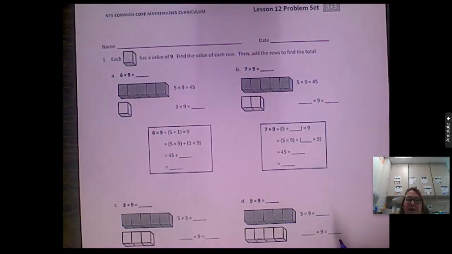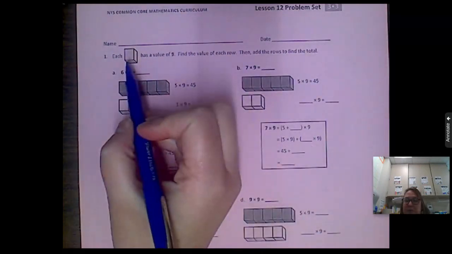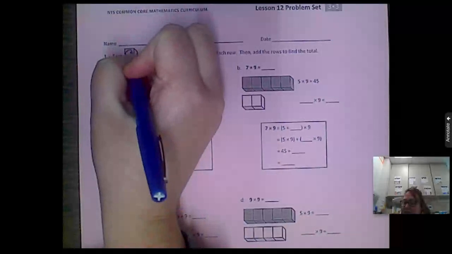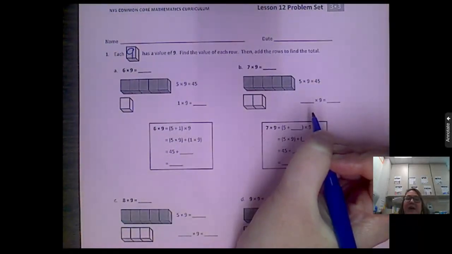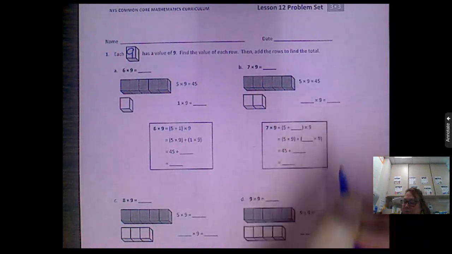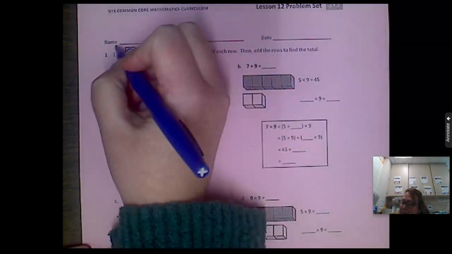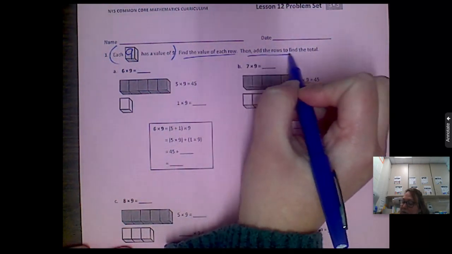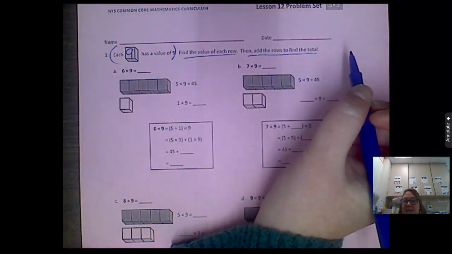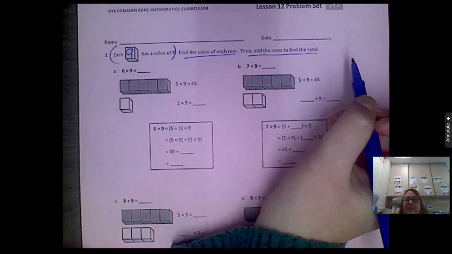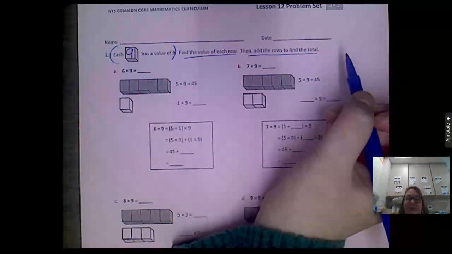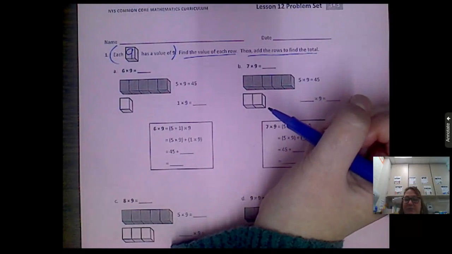So for the directions for number 1, it says each block has a value of 9. So that means that each one of these is going to be worth 9. Find the value of each row, then add the rows to find the total. You may say we have a clue word in there. What is that clue word? Each, right? And each tells us that we're going to multiply or divide. Good. And in this case, they're already showing us which operation: we're going to multiply.